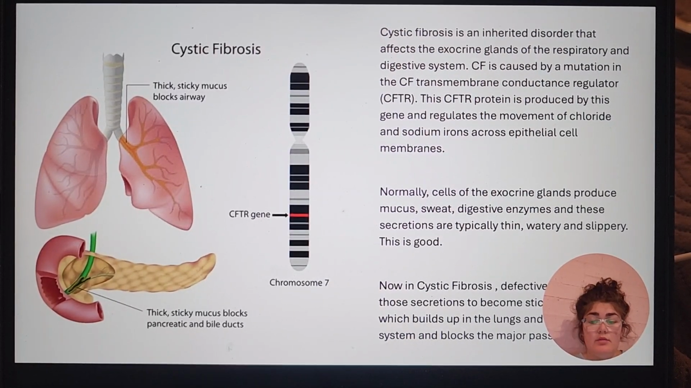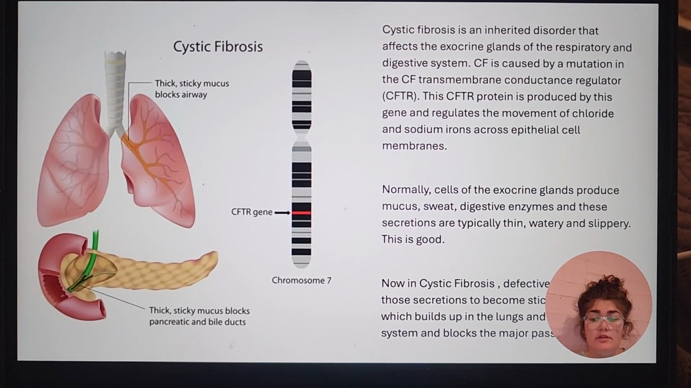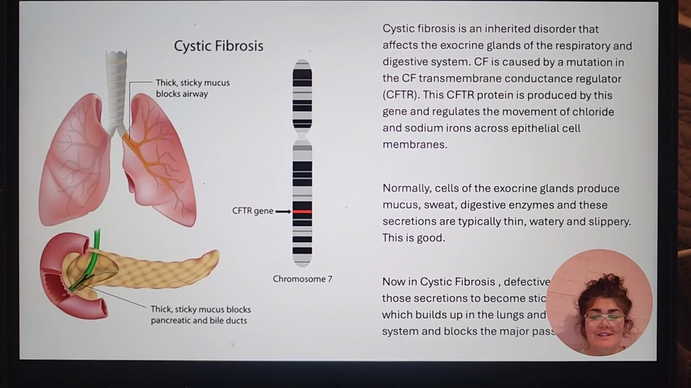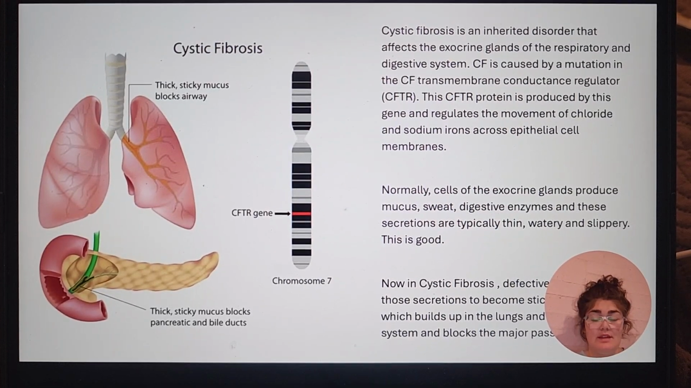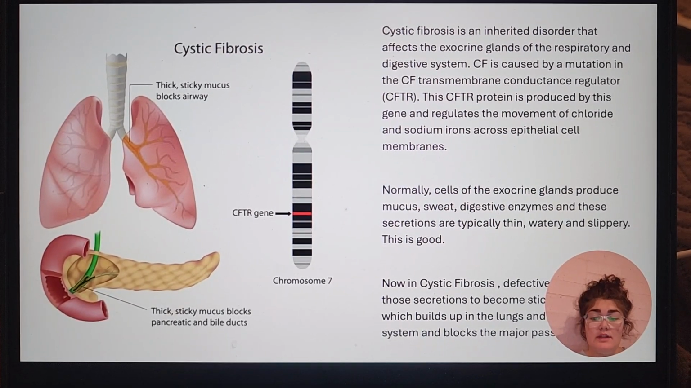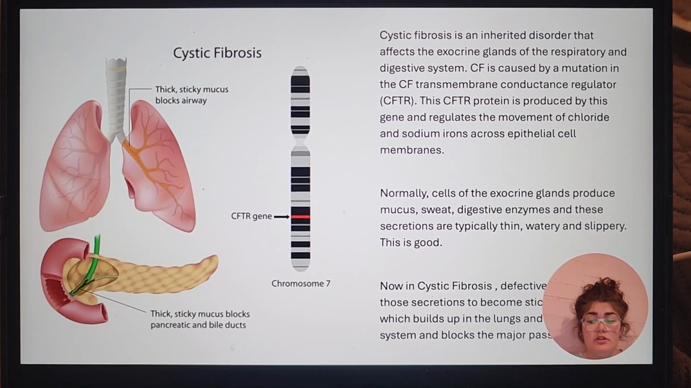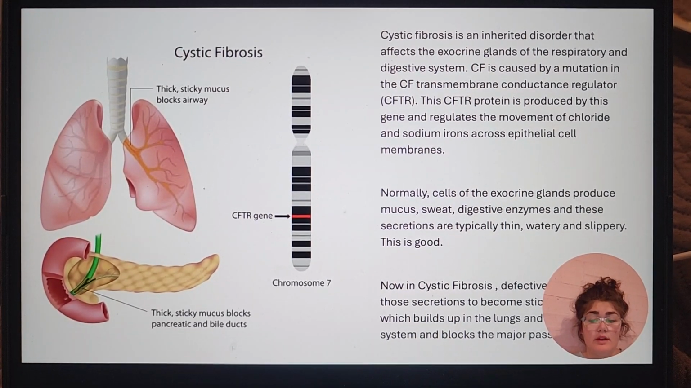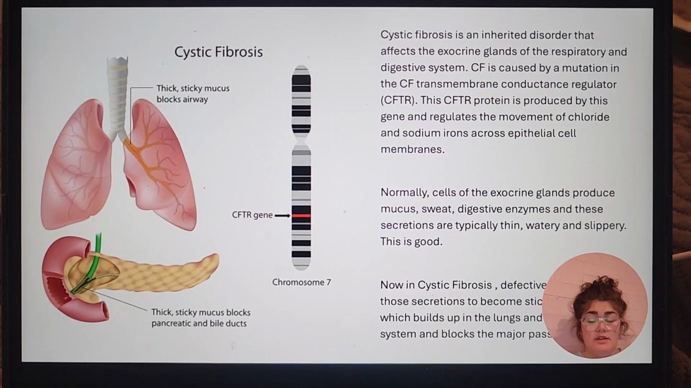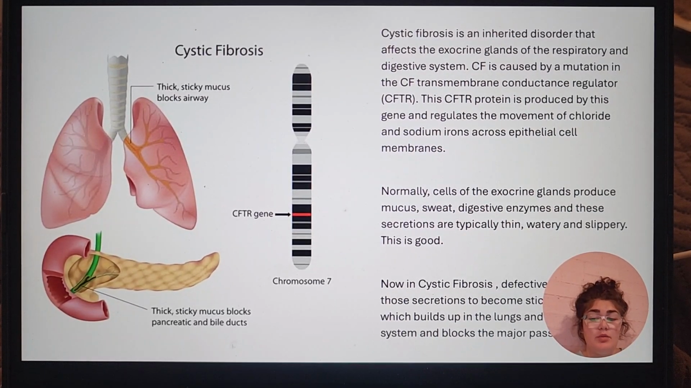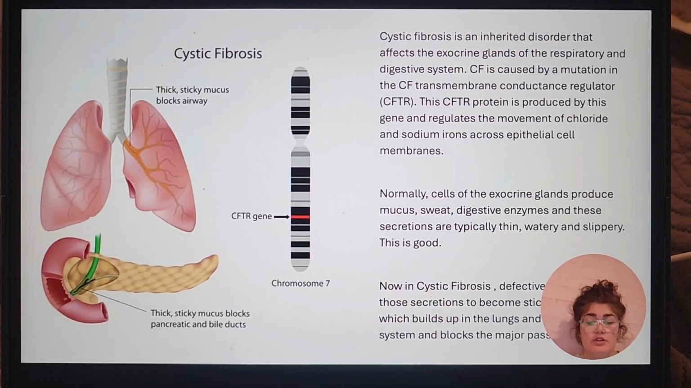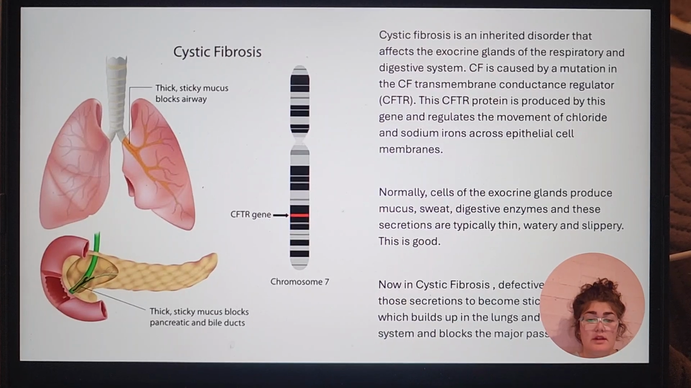Now, in cystic fibrosis, this defective protein causes those secretions to become sticky and thick, which builds up in the lungs and digestive system and blocks the major passageways. This causes issues for Jacob, like being unable to breathe, having mucus on his chest that needs to be coughed up, and becoming prone to upper respiratory infections due to the thick mucus sitting in these spaces.